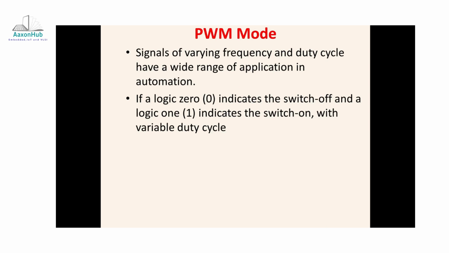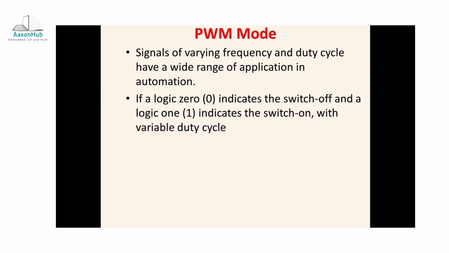The third mode of operation is PWM mode. PWM is nothing but pulse width modulation. So your width is not fixed; it is under the varying mode. A signal of varying frequency and duty cycle has a lot of wide application in automation. If you place this particular logic 0, that will indicate a switch off state. And if the logic state is 1, then it will indicate a switch on state with the variable duty cycle.